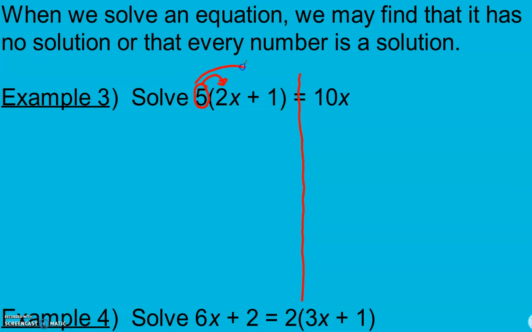I take that 5 times both pieces inside. We start with multiplication, so I keep multiplication. And that lets us get rid of that parentheses. I take 5 times everything inside. A 2x is one term, and a 1 is my second term. I'm going to simplify there. 5 times 2x gives me 10x. 5 times 1 gives me positive 5, so plus 5.